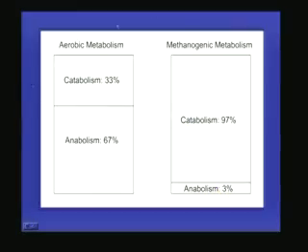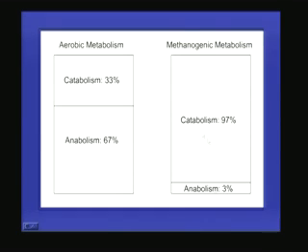So this also we have already seen, what is the difference between aerobic metabolism and anaerobic metabolism. In aerobic metabolism, catabolism is only 33%, that is, of whatever substrate we are giving, around 33% is used for catabolism, and for anabolism around 67%. It varies from microorganism to microorganism, so we can take a range of 40 to 60 or 40 to 70. But when you come to methanogenic metabolism, the catabolism is around 97% and anabolism is only 3%.